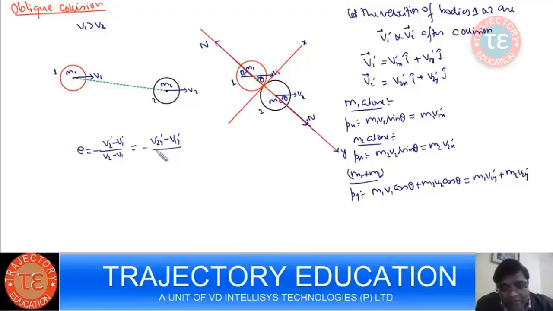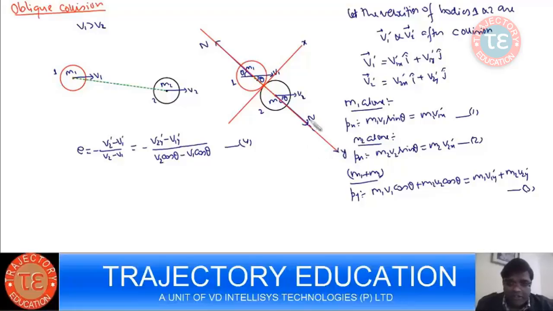So V2 dash, the component of velocity of the second body after collision along the y-axis, is V2 y dash, minus V1 y dash, and this equals the coefficient of restitution times V2 cos theta minus V1 cos theta. So this gives you one more equation. This was equation 1. This is equation 2. This is equation 3. This is equation 4.